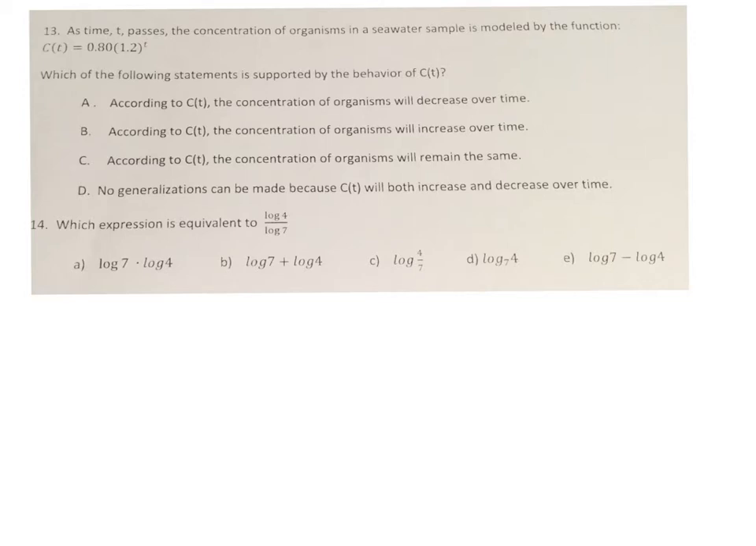So A, according to c of t, the concentration will decrease over time. B, the concentration will increase over time. C, it will remain the same. And D, no generalizations can be made. So 1.2 is your growth factor, which is greater than 1. Therefore, it's going to grow. So the answer is B, it will increase over time.